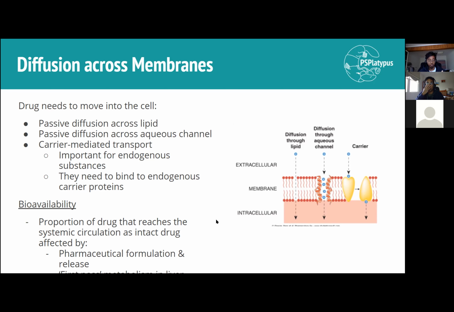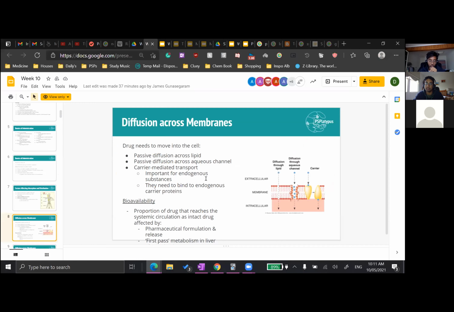There's also the idea of bioavailability. So that is the proportion of the drug that reaches the systemic circulation as an intact drug. So this is affected by pharmaceutical formulation and release of the drug, because if we have a drug that is not well released, then the proportion that reaches systemic is going to be decreased. And first pass metabolism in the liver.